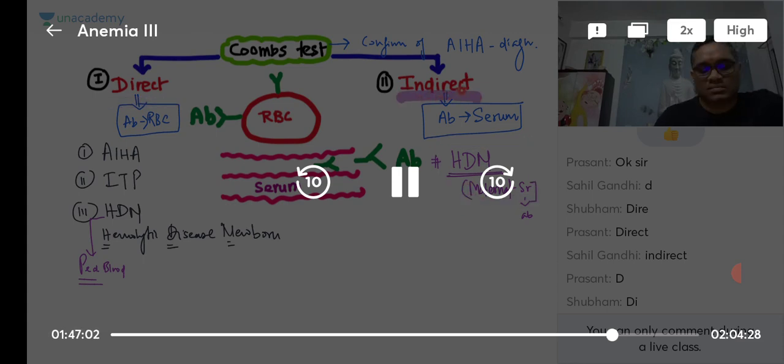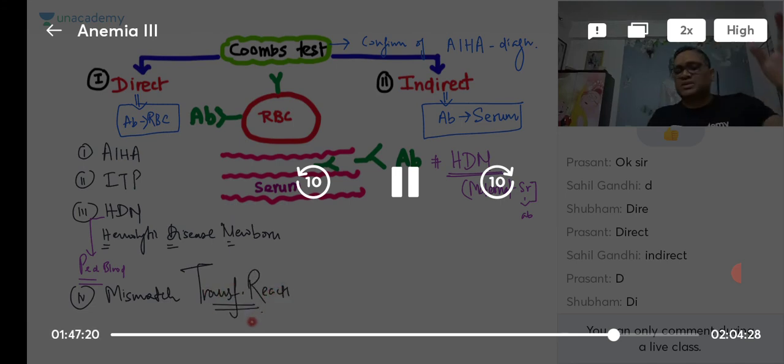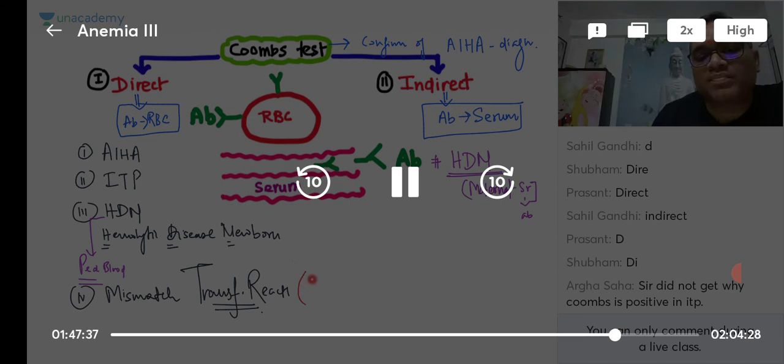Clear? Another important example of the direct Coombs test is whenever there is a mismatched transfusion reaction, or in simple words, whenever there is a transfusion reaction. Because in a transfusion reaction you are sending the blood sample from the patient. The patient is having a problem because of the donor's antibody. Where will you find it? On the patient's RBC. So in a mismatched transfusion reaction, the patient's RBC is having donor antibody.